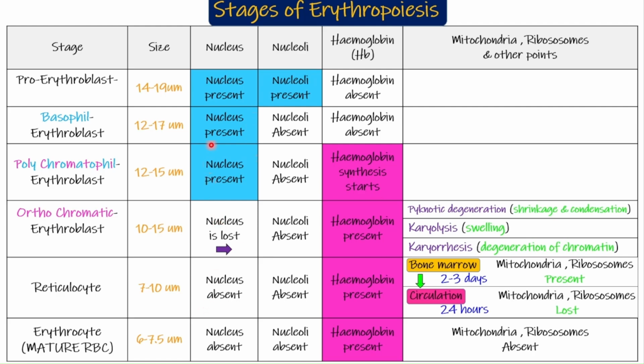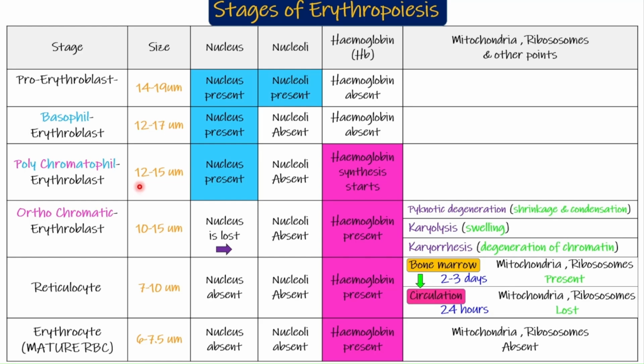One interesting point, other than the nucleus, the hemoglobin, and the mitochondria and ribosomes, is the size of the immature and the mature RBCs. As the RBCs mature, their size is reduced. The first and most immature stage, the proerythroblast, has a size of 14 to 19 micrometers. Then the basophil erythroblasts are smaller compared to the proerythroblast. Their size is 12 to 17 micrometers.